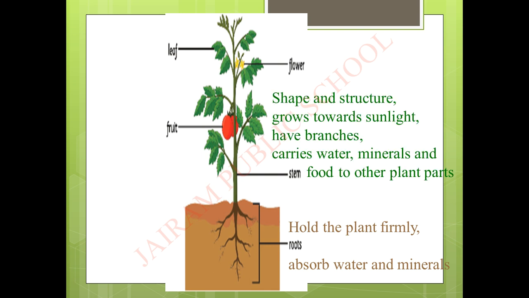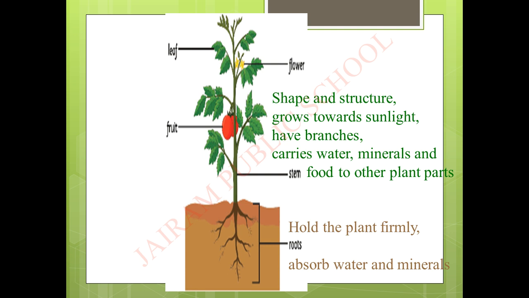Next we saw about the stem part. The stem gives the shape and structure to the plant. It grows towards the sunlight. As the stem is growing above the soil, it grows towards the sunlight. It has many branches that carry leaves, flowers and fruits.